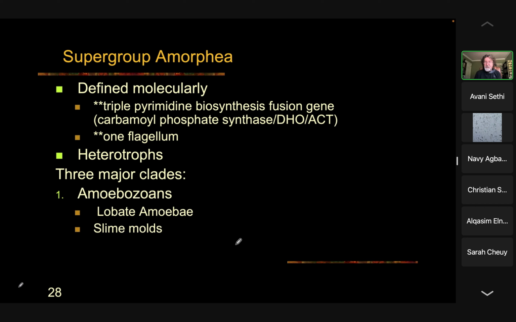One is called the amoebozoans. These include lobate amoebae. That's different than the amoeba that we find in Rhizaria. In Rhizaria, those have needle-like pseudopodia, but in the lobate amoebae, the pseudopodia are rather broad, finger-like. And then something called slime molds. I'll talk about them when we get there. We don't need to dwell on it now.